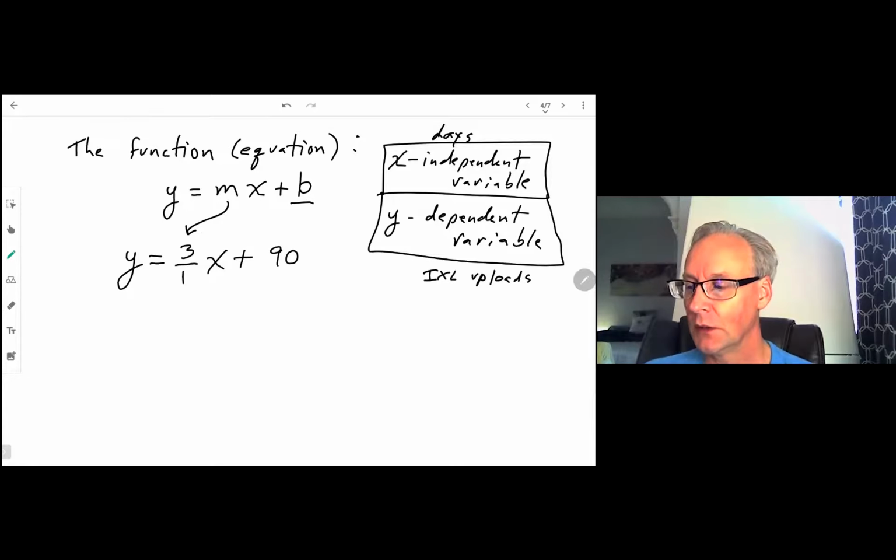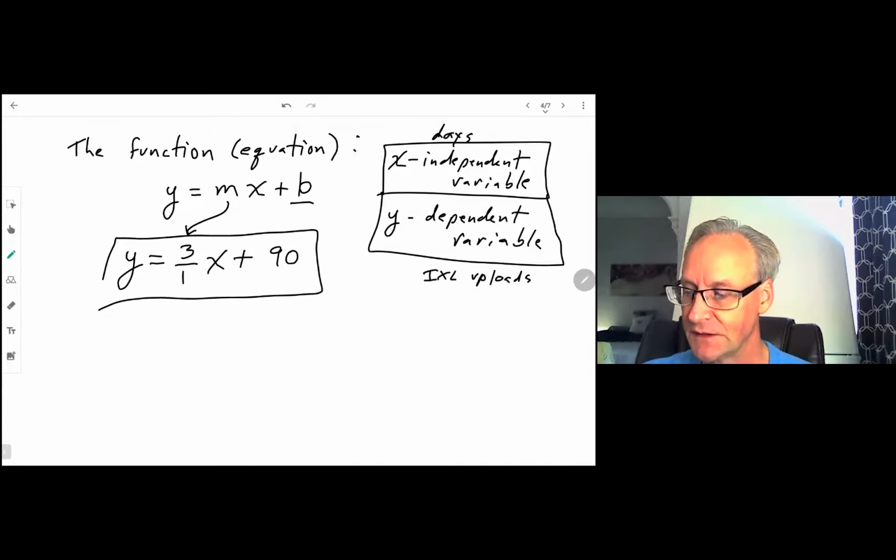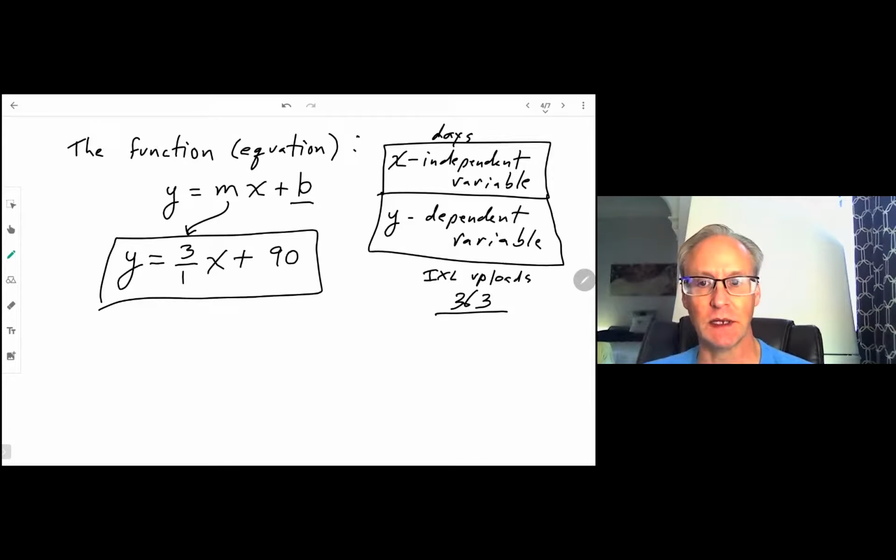And this is the equation that we end up with. This is our mathematical model. Now, the point at which we're the most interested in is when I reach how many? 363, I believe. We want to know, when will I reach about 363 uploads? So what I want you to do is think about what you would use this function for.